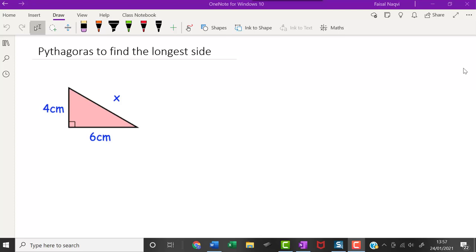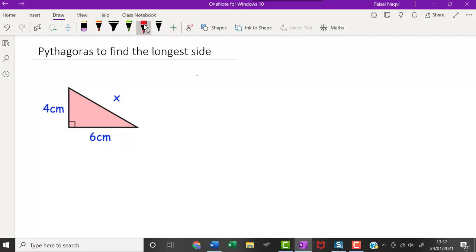In this question here, we have a triangle and we have to find the length of the longest side, x. The first thing we've got to decide is, is it a Pythagoras question? For Pythagoras, it has to be a right angle triangle, it has to have two sides, and you would want to find the third side. In this question, I have a right angle triangle, I have two sides, and I want to find the third side. So this is a Pythagoras question.